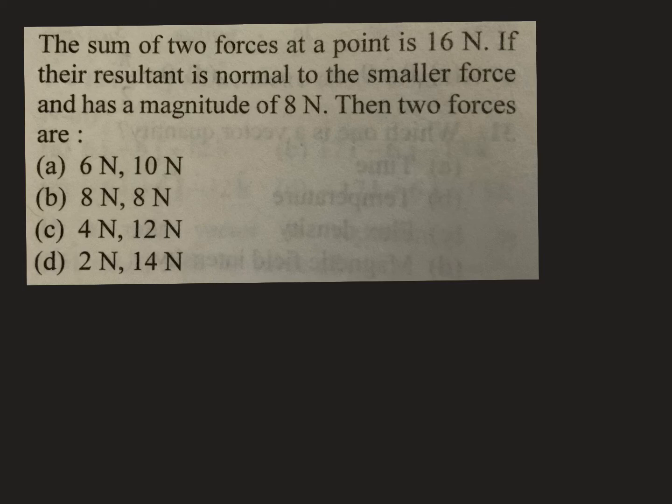Sum of two forces at a point is 16 Newton. If their resultant is normal to the smaller force and has magnitude 8 Newton, then the two forces are. Sum of two forces here means sum of magnitude of two forces. Okay, so do not misunderstand it. Sum of magnitudes of two forces is equal to 16 Newton. Not the vector sum, okay. The sum of magnitudes is 16 Newton.